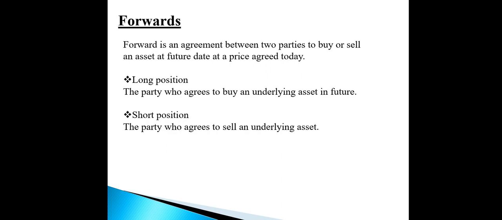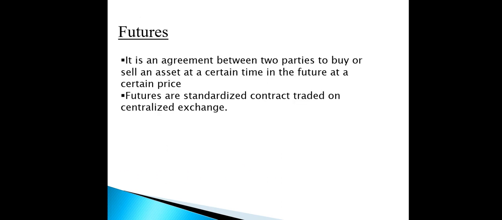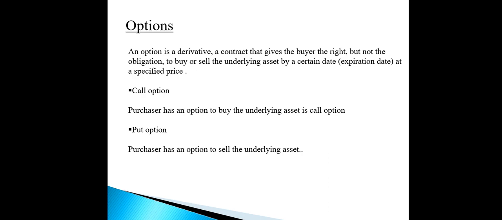Let's look at the factors that differentiate futures and options. A future is an agreement between two parties to buy or sell an asset at a certain time in the future at a certain price. We have already discussed that futures are standardized contracts traded on a centralized exchange. Options are also a derivative instrument. The difference from futures is that the buyer has the right to buy or sell the commodity. At the expiry date, if it is profitable, the buyer executes the contract. Otherwise, he leaves the contract. A purchaser who has the option to buy the underlying asset holds a call option.